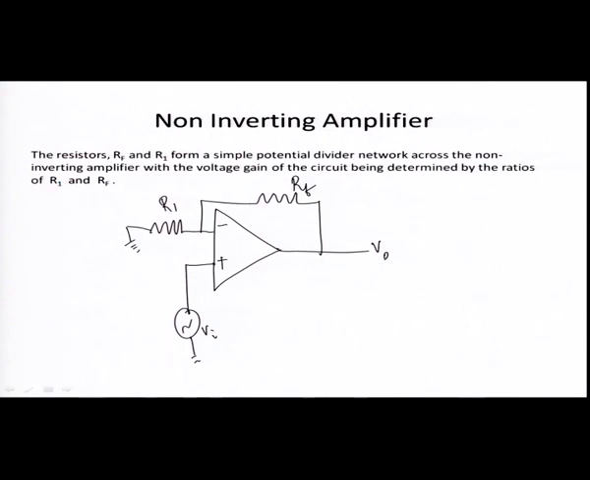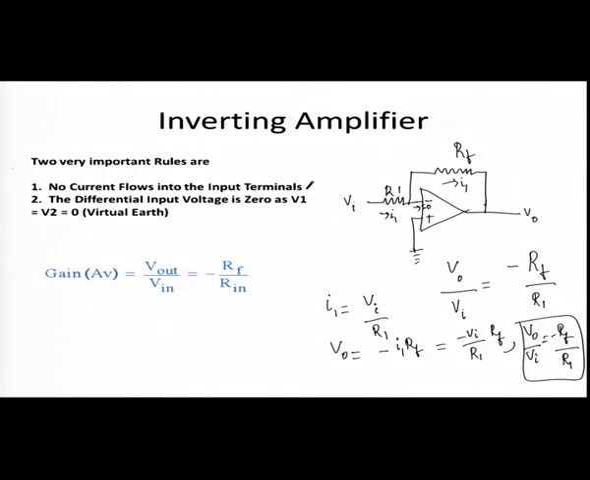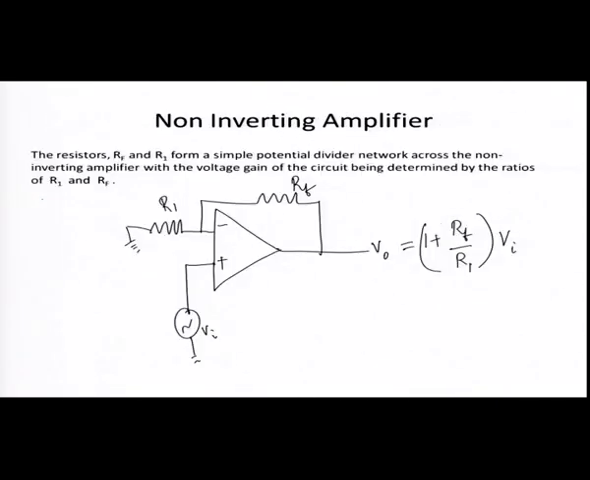So, here output is taken. This output must be equal to 1 plus RF by R1 into the input signal. We have considered two common rules: no current flows into the input terminals, and the difference between the input voltages V1 and V2 must be equal to 0. So, you have to consider that this node and this node are virtually equal, because the difference between these two voltages must be equal to 0 in order to get the high gain or infinite gain.